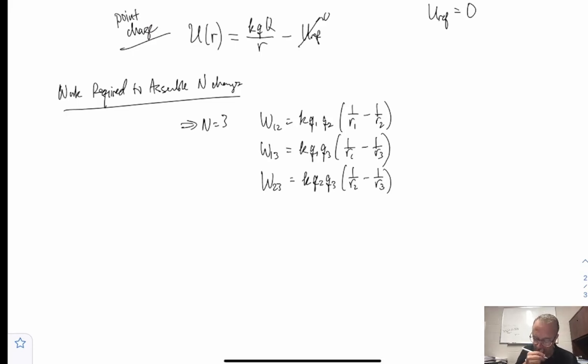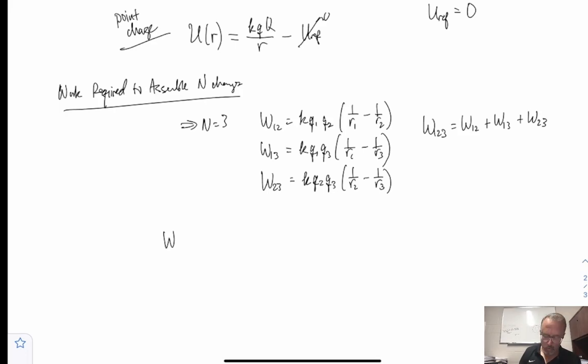And so if I want the work to assemble all of those charges, work 1, 2, 3, that's going to be the work for 1 to 2, plus the work from 1 to 3, plus the work between 2 and 3. In other words, and this also, by the way, would be the potential energy of this system of three charges. The potential energy between charge 1 and 2, 1 and 3, 2 and 3. And so they give you a general map. Maybe you can see where this is going.